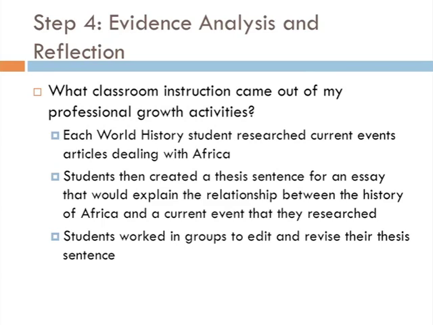And what I did is we do a current events assignment in the world history class, and I had each student, as we're covering a unit on Africa, research current events that were related to some aspect of Africa. And what the students then did is pretended that they were going to write a full essay on the relationship between the historical information we looked at with Africa and the current events research that they had been doing. And they had to create a thesis that would explain the relationship between the historical data and the current events data. That was the first part of the assignment.